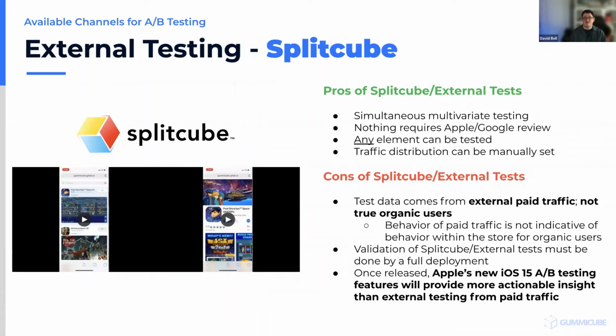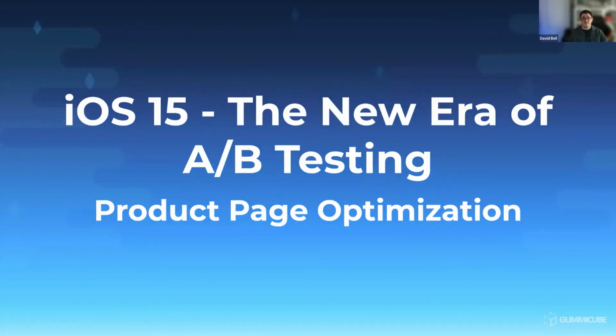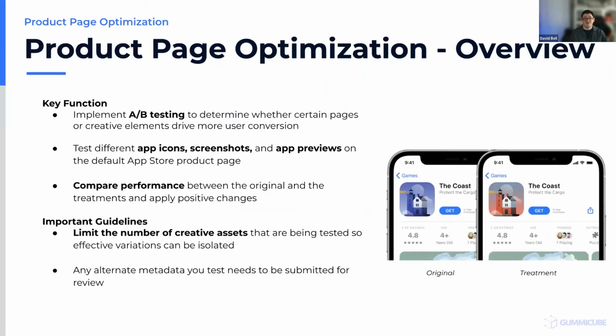So think of external testing tools as good ways to tune up paid marketing and understanding what will help your paid user acquisition channels convert better, but not necessarily representative of all traffic that hits a page, because those users are seeing different journeys. Now, iOS, as we all know, is going to have some great A/B testing capabilities baked in over the next few months. So we just want to touch on this because we think it's important. We're going to talk a little bit about how GummyCube is going to be using iOS 15 testing with our customers.